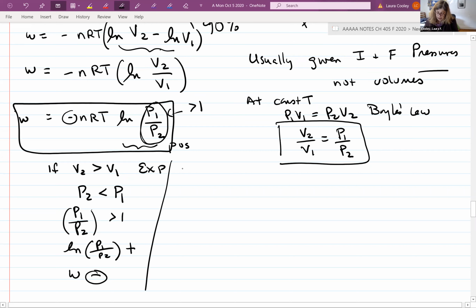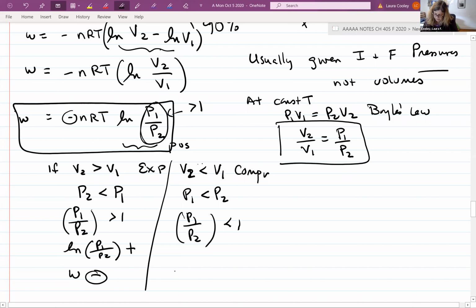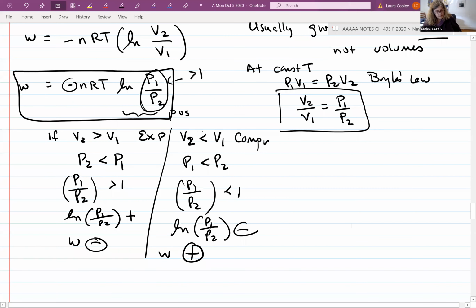And so this makes the work negative. Of course, if we have a compression, then P1 is less than P2. And this is less than 1. Okay. So everything seems to work out with this formula.